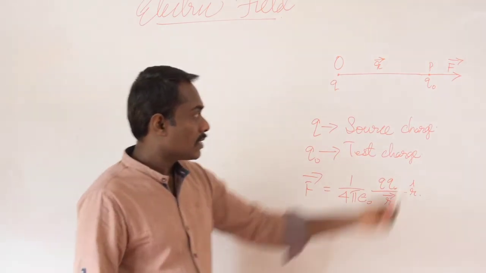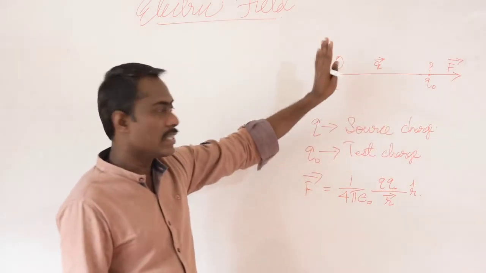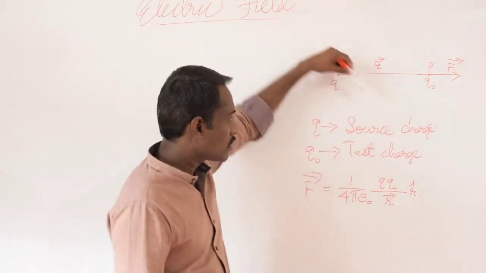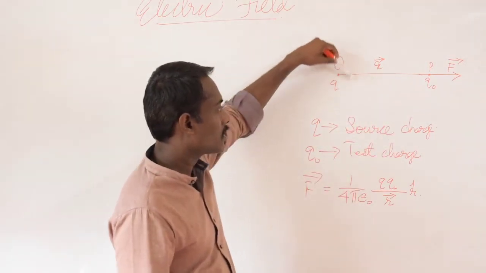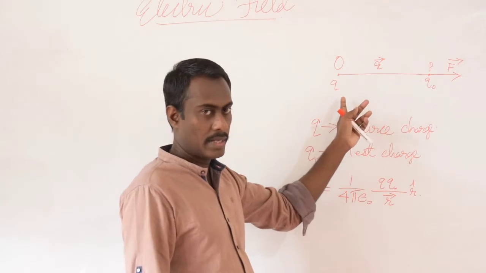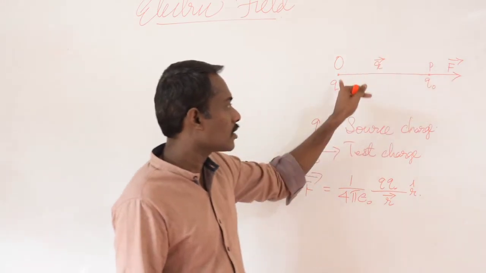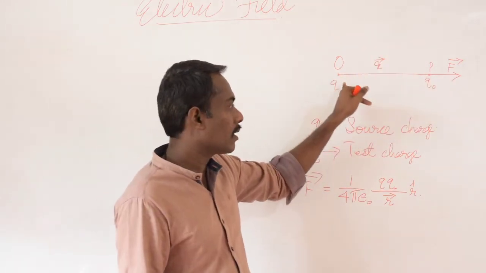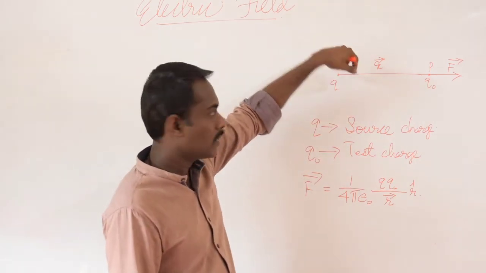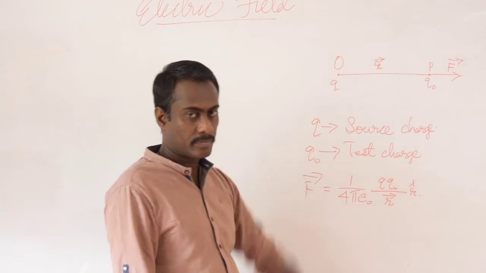Now suppose the charge Q0 is removed from there, then there is nothing, and the scientists introduced another term, the electric field. That means the charge Q produces electric field lines around it. When any charge is brought nearby this charge Q, it will be under the influence of those electric field lines. Since both are like charges, a repulsive force will be there.